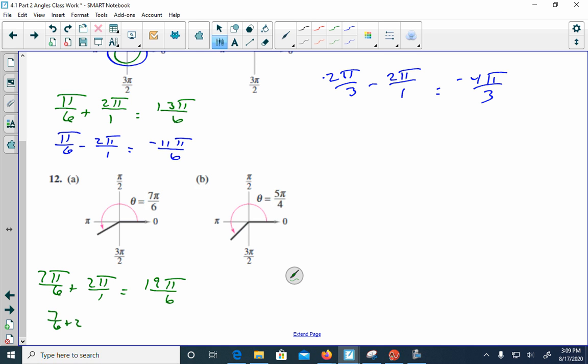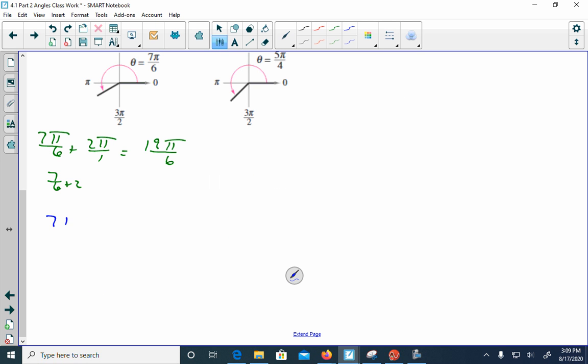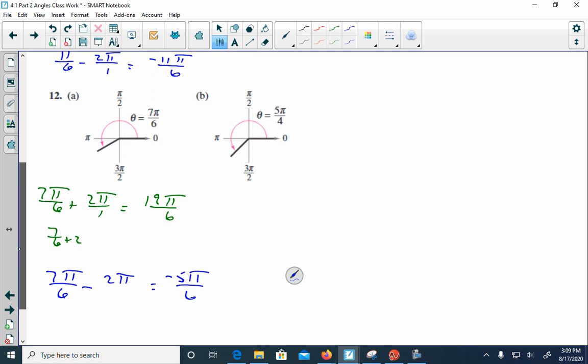Now I'm doing the negative one, so I'm going to start with the angle that they gave me, which was 7 pi over 6. I'm going to take 7 pi over 6 and subtract 2 pi, and I'm going to get negative 5 pi over 6. So that's my positive, that's my negative.